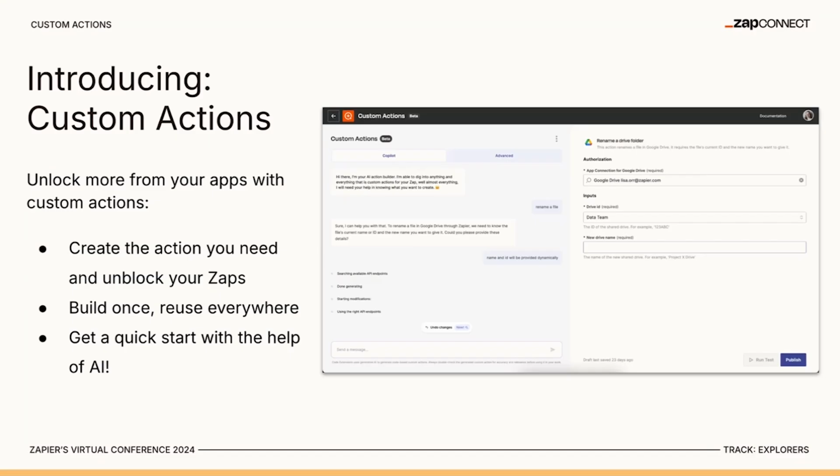So introducing Custom Actions. Unlock more from your apps with custom actions. Create the action you need and unblock your Zaps. You can build these custom actions once and reuse them anywhere, which is super exciting. And also, if you're on a team, you can build a custom action. Your team member can use it on the same account and vice versa. Super powerful. Once again, you can build it all with AI.